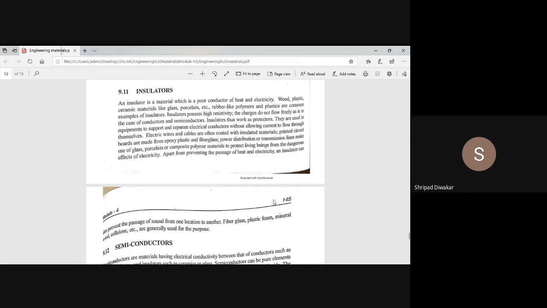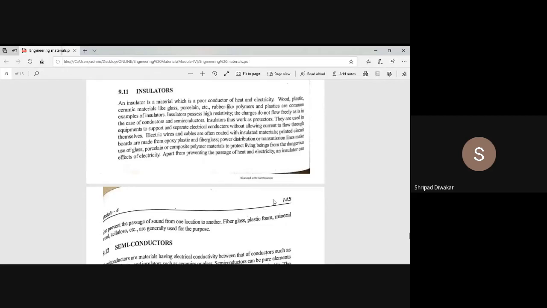And in some cases, we need insulating material. So compared to conducting material, an insulator is a material which is a poor conductor of heat and electricity. Then what are the examples of insulator? Wood, plastic, ceramic materials like glass, and rubber are the common examples of insulator. The characteristic feature of an insulator is that they possess high resisting nature.